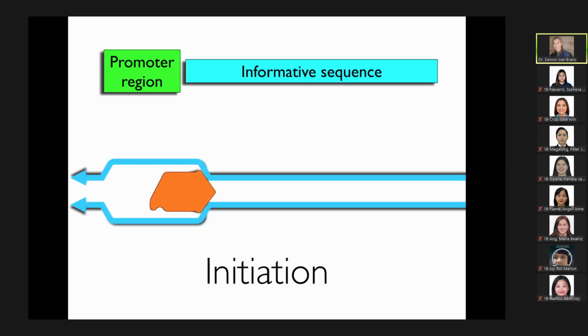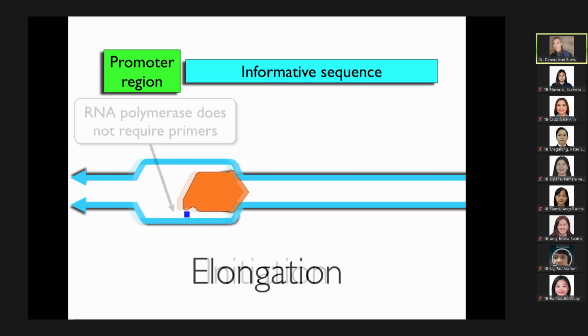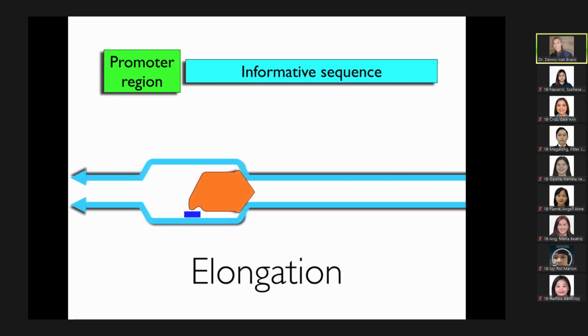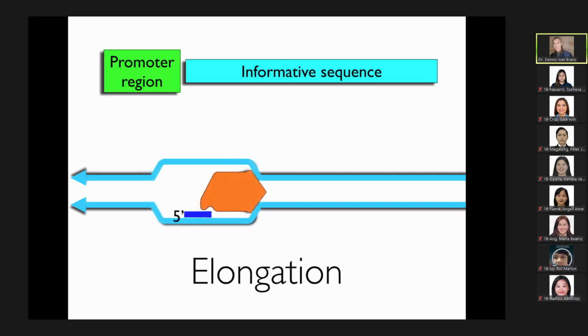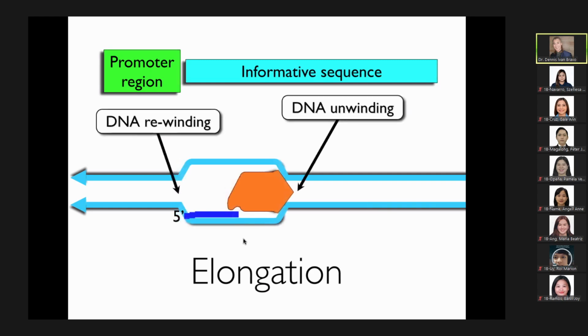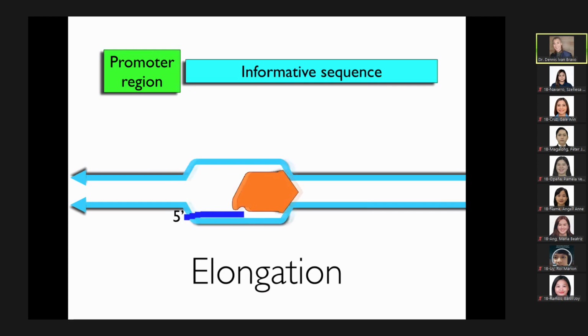Then it moves forward, locating the informative sequence. Once the informative sequence has been located, it will now start polymerizing RNA de novo. Meaning, there is no primer anymore, because the primer is RNA anyway. So, it goes straight. It polymerizes RNA in a 5' to 3' direction, just like how DNA is polymerized. And it will continue polymerizing until it reaches the terminator sequence.